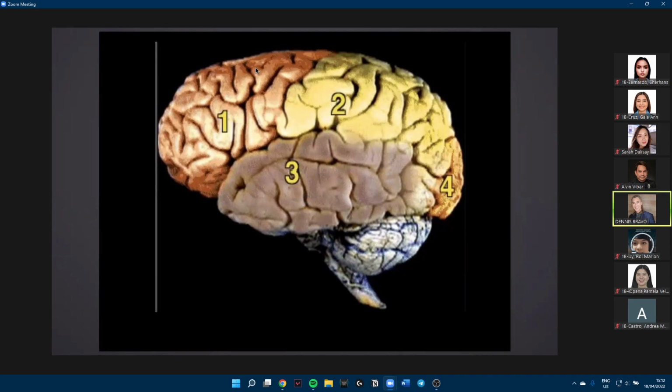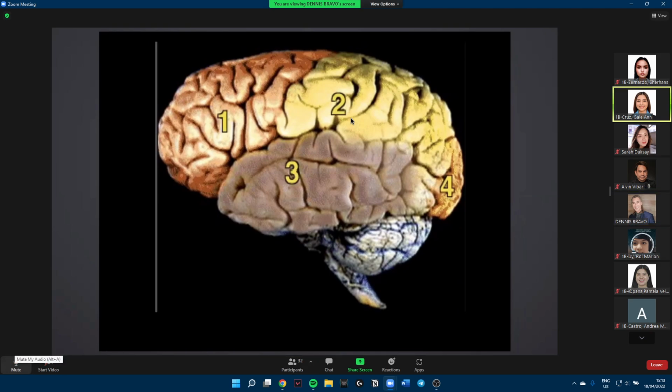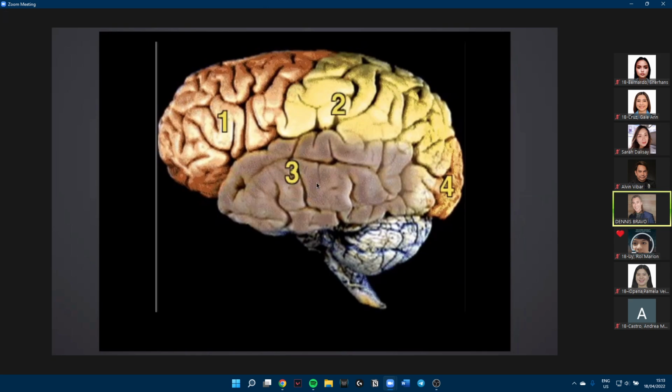What separates the frontal lobe from the parietal lobe? That would be the blank. What do you think is the answer? Very good. What about number three? What is this lobe? Temporal. Very good. And what separates the temporal lobe from the frontal lobe and the parietal lobe? Lateral fissure. And finally, posteriorly, we have a glimpse here of this tiny lobe.